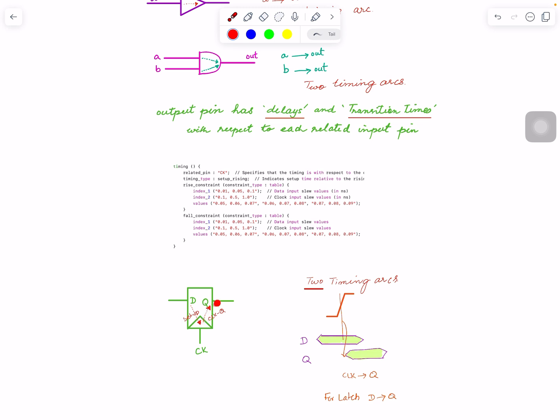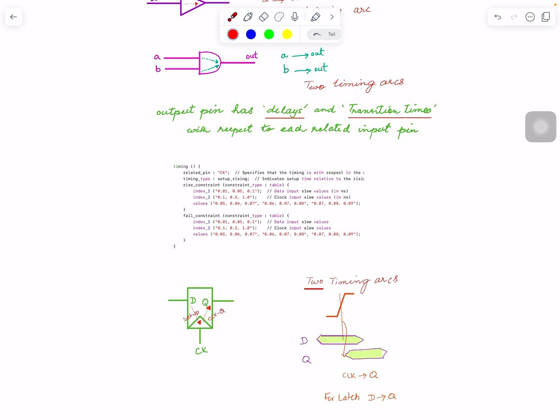Now on the output side, this Q has a related pin in the library with respect to CK, not with respect to the D pin. Now again, if you remember the flip-flop structure, there are two storage elements, master and slave. One is closed, one lets go to the output. So the output really depends, in the overall scheme, on the edge of the clock, not the D.